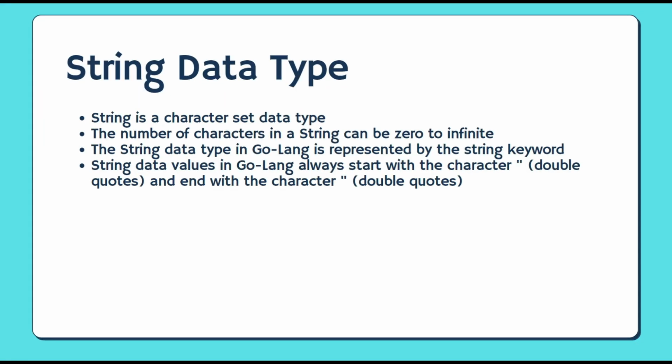String data type. String is a character set data type. The number of characters in a string can be 0 to infinite. The string data type in Golang is represented by the string keyword. String data values in Golang always start with the character double quotes, and end with the character double quotes.